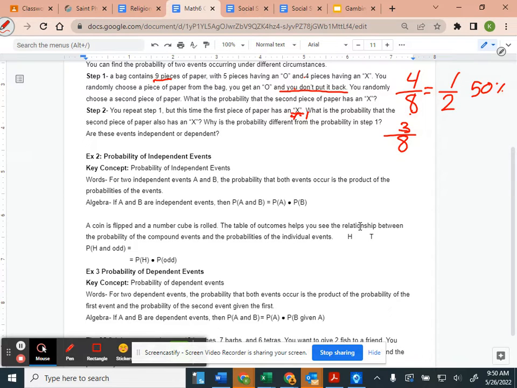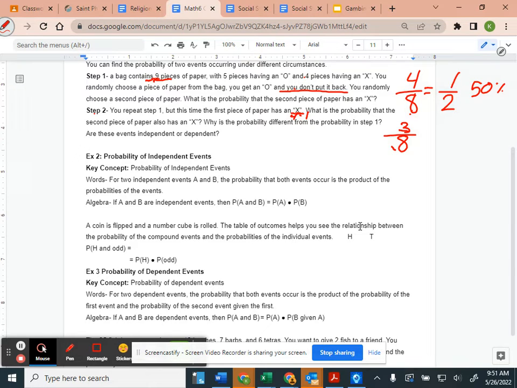Landon? No, because we started with 9 pieces. Okay, so we took 1 X out, so we went from 9 to 8. That was a different one. So we started over again for step 2. It said repeat step 1. So the bag contains 9 pieces of paper, 5 O's, 4 X's. So that part started out the same. This time, instead of grabbing an O, we grabbed an X and did not return it.